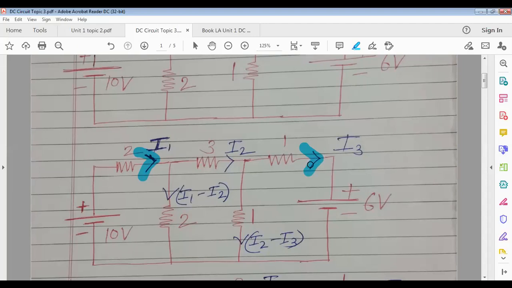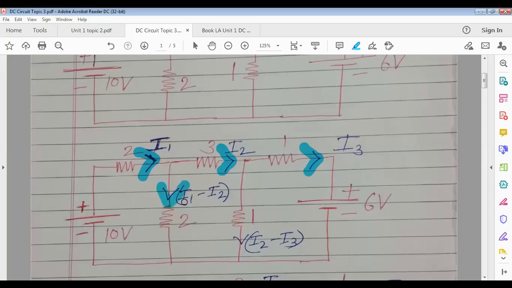Got it? Now I2 I have represented here clockwise. You can represent anti-clockwise also, doesn't matter. Provided I1 is clockwise, I2 and I3 both you can represent clockwise, both anti-clockwise, or one clockwise and another anti-clockwise. Is this clear?